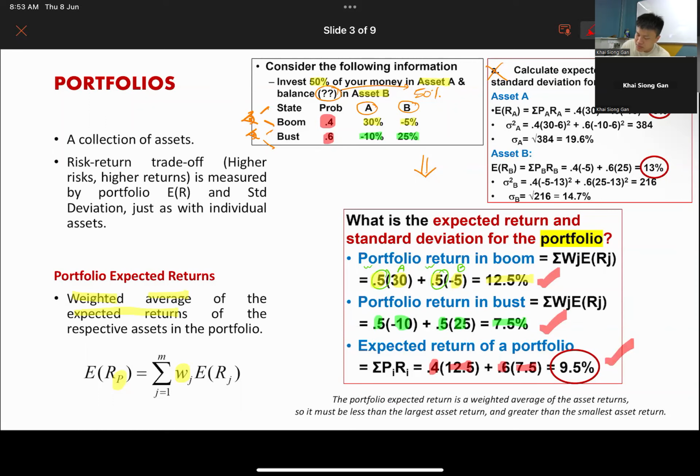One thing you can realize is that the answer you get for the calculation of portfolio assets will be an average. That's why I call it a weighted average. Why do I call it weighted average? Because your answer will definitely be in between this amount and this amount. It is an amount in between the largest and the lowest portfolio return. So it must be less than the largest asset return and greater than the smallest asset return. Because it's a portfolio of assets, we are trying to calculate the average.